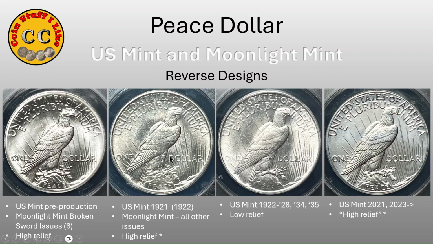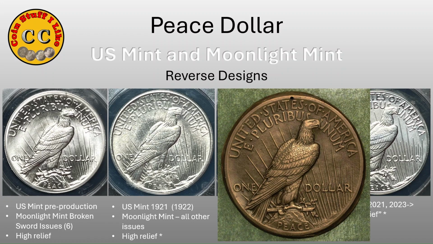Now, Moonlight Mint, all the peace dollars that Dan Carr has produced, if they don't have the broken sword, they're this high relief design. And actually, I have an asterisk because Dan Carr's reverse high relief is a higher relief than the quote unquote high relief of the U.S. Mint. I'll come to that in just a second.